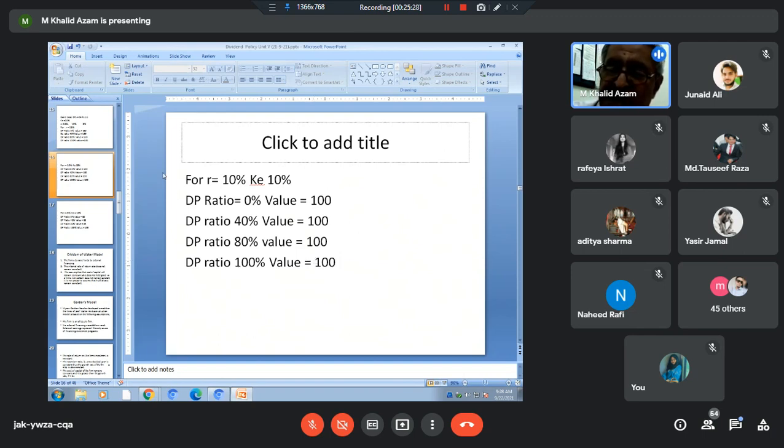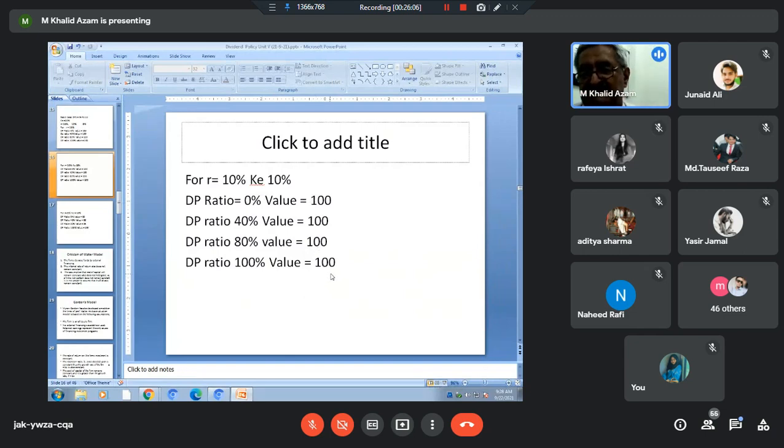So what is the conclusion here? When the rate of return is equal to the cost of capital, whether you are going to pay 100% dividend to the shareholder, its value is going to be the same as if you are going to pay no dividend to the shareholder, so it will be 100 rupees. The payment or non-payment: in case of rate of return and cost of equity being the same, at any percentage of dividend payout ratio, the value of the firm is going to be the same.